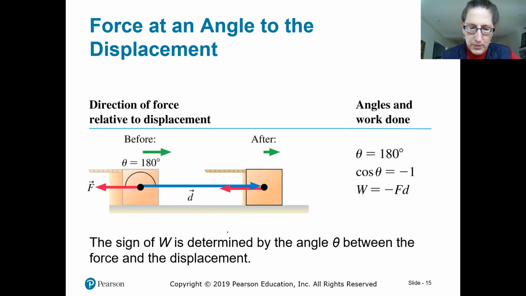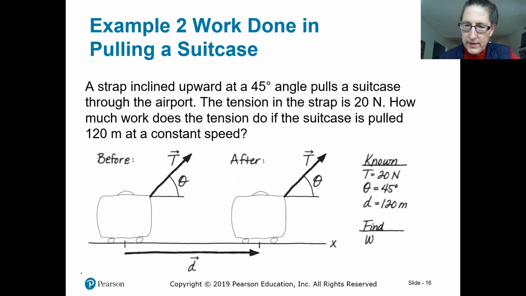And here's an example when it's exactly anti-parallel. This would be like friction. So this is when theta is 180 degrees, cosine of 180 is negative 1, and so the work done is negative here. So here it says the sign of work is determined by the angle between the two. Okay, let's do another example now.